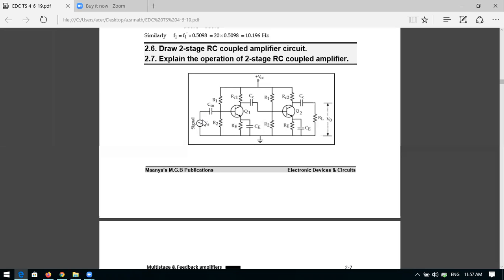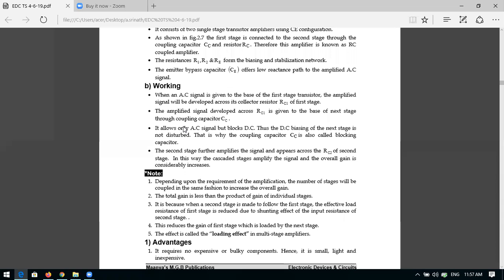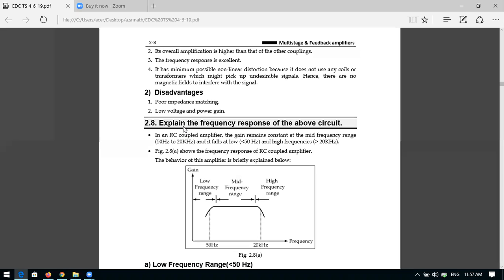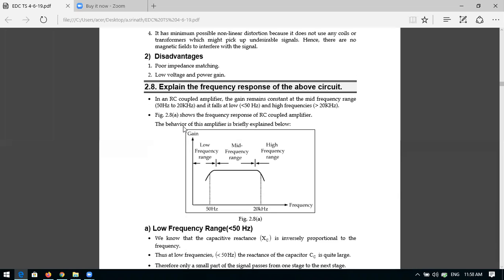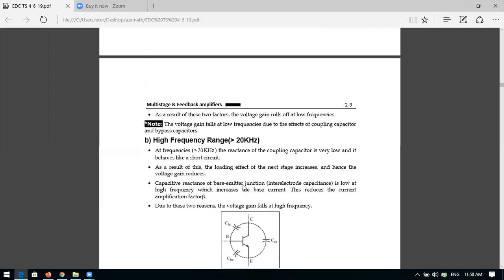So that is the reason you have to operate the RC coupled amplifier in the mid frequency range, because the gain will be constant. That means gain stability is constant, so we get a constant output at the output side. If you do not maintain this range, what will happen? The output will fluctuate, meaning you are not maintaining a constant output, so the output will not be stable under load variations.